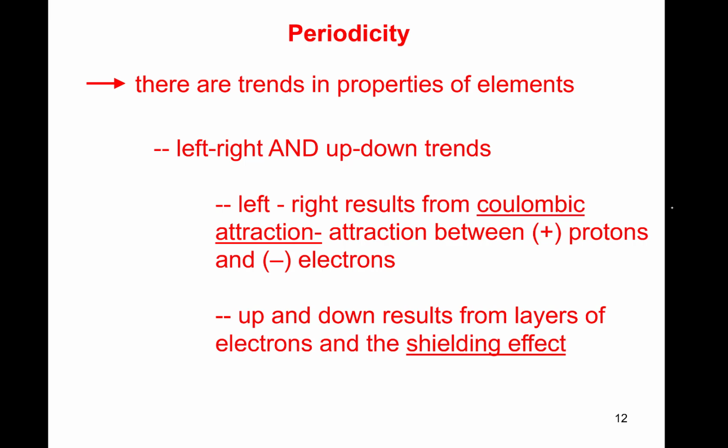So when you go from left to right across the table, those trends will result from Coulombic attraction, which is the attraction between protons and electrons. When you go from top to bottom, those trends result from layers of electrons, right, in each of the energy levels, and what we call the shielding effect. So let's talk about each of those a little bit more on the next couple slides.